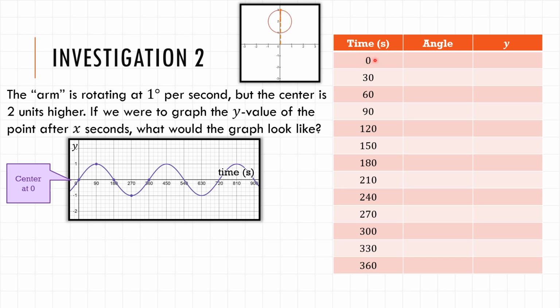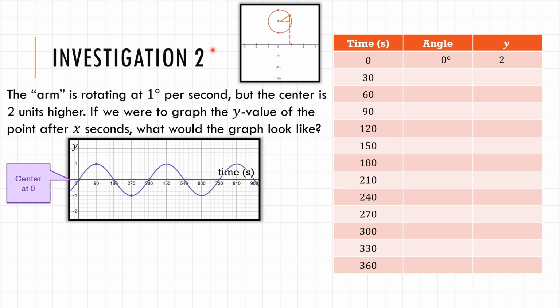So when the time is 0, remember the point starts over here on the right side of the circle. And when 0 seconds have passed, the angle is 0 degrees. And the point itself, its height, its y value, is not 0. Now the y value of this point would be 2.